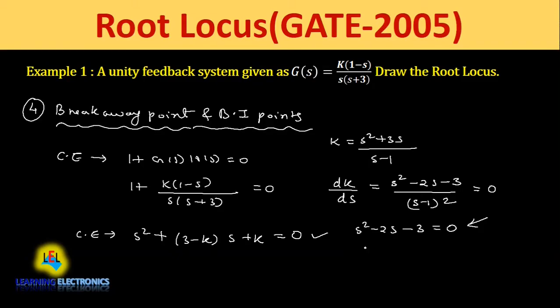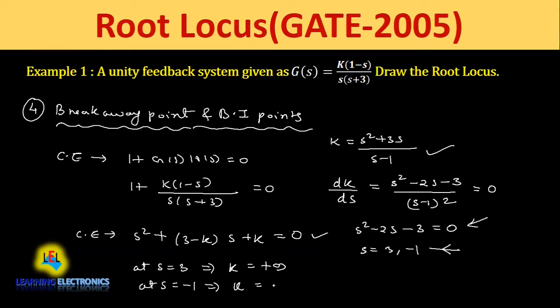So when we solve this, we will get two roots, s is equal to 3 and s is equal to minus 1. We have to check the validity of these points by keeping these points in the equation of k. So when we put these values of s is equal to 3 and s is equal to minus 1 in this equation, then at s is equal to 3, we get k is equal to plus 9, and at s is equal to minus 1, we will get k is equal to plus 1.